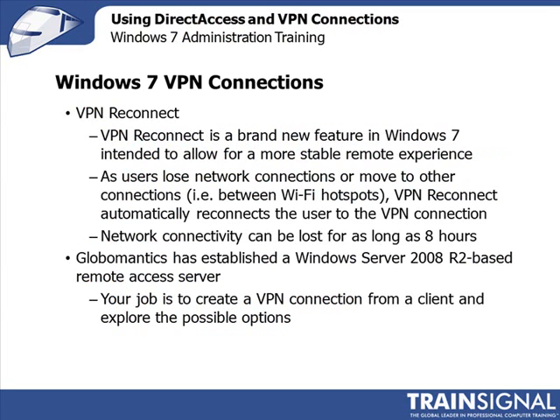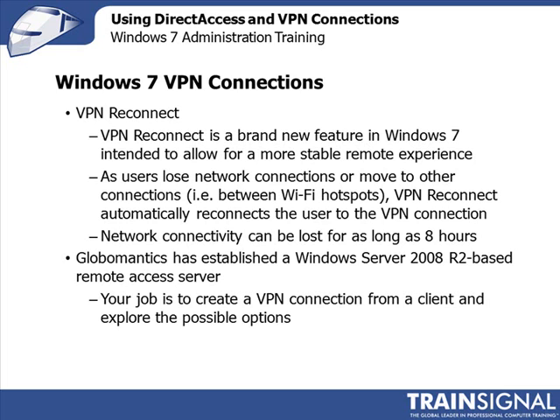Brand new in Windows 7 is a feature called VPN Reconnect. It's intended to allow for a more stable remote experience by mobile users. Often, mobile users are going to lose their network connections as they move to different networks. They may move between Wi-Fi hotspots. Maybe they go from the Barnes & Noble to the Borders bookstore across the way. In between, they're going to lose their Wi-Fi connection.